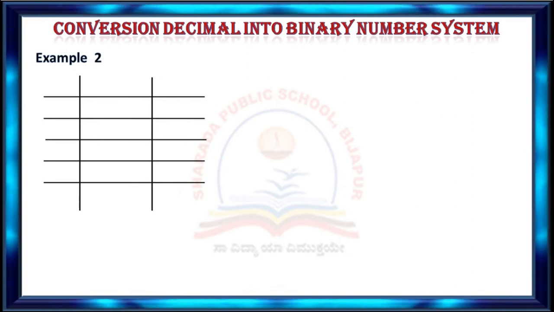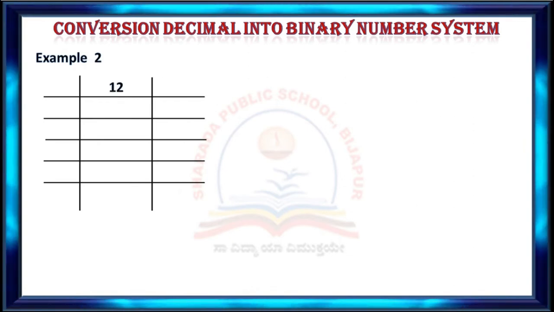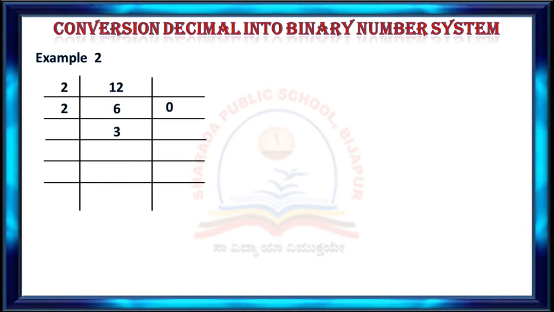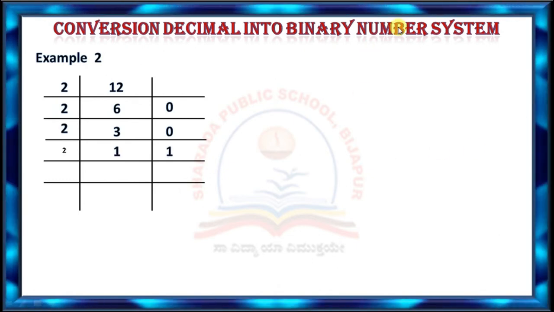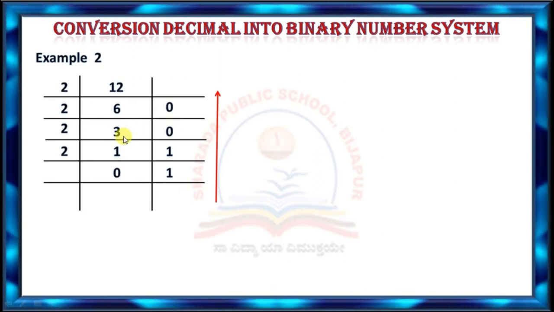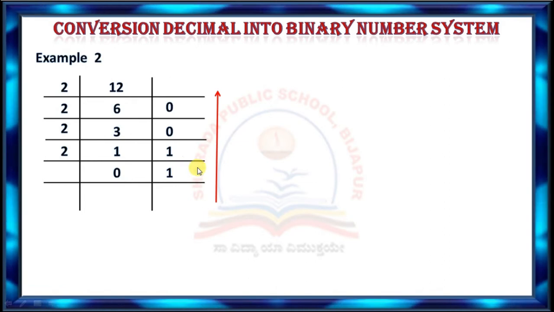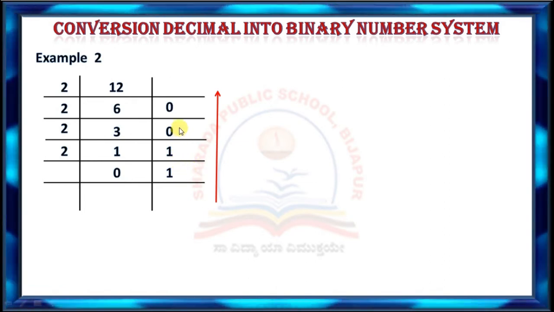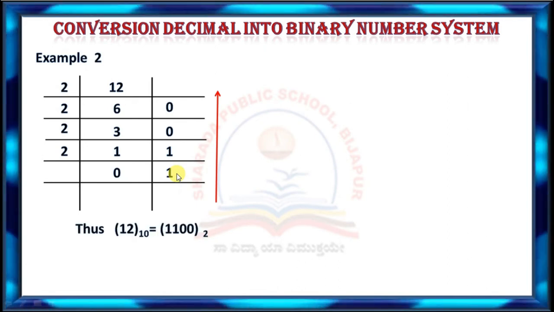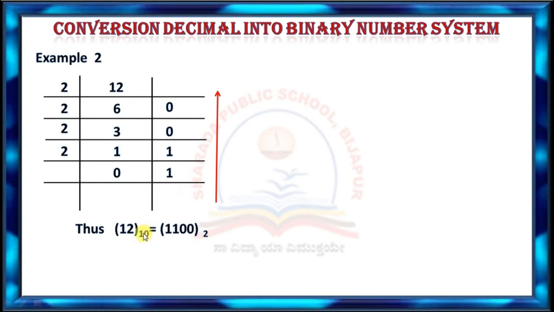Example 2. Number 12. What is the first step, children? Divide the given number by 2. Write down the quotient and remainder, and divide the quotient again by 2. Write down the quotient and remainder. Repeat steps 1 and 2 till the quotient is 0. Now write all the remainders obtained in each step in reverse order. Thus, 12 is equal to 1100. Children, write the base value of the number.